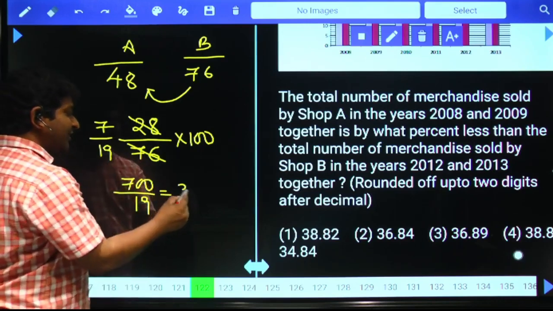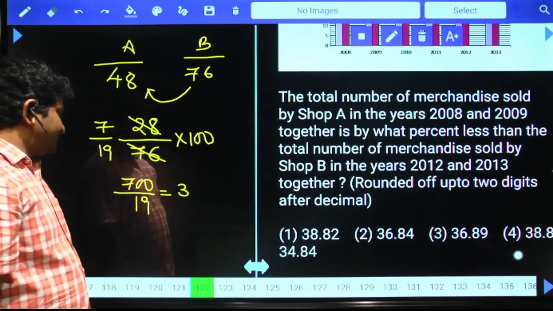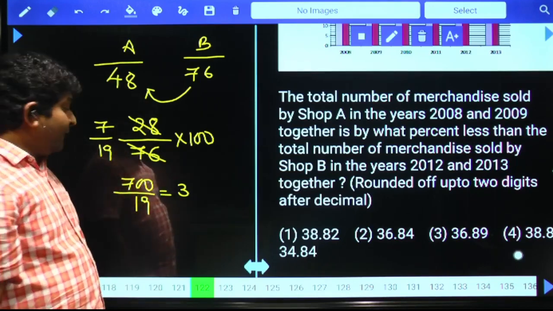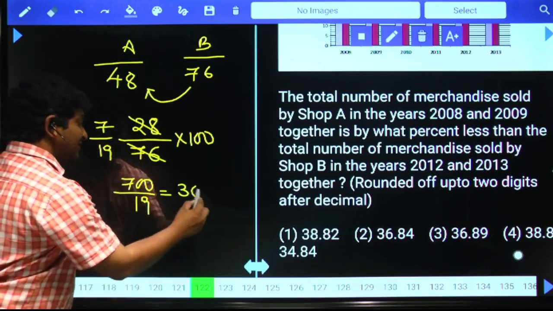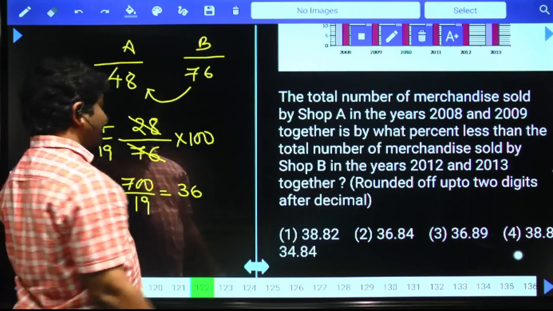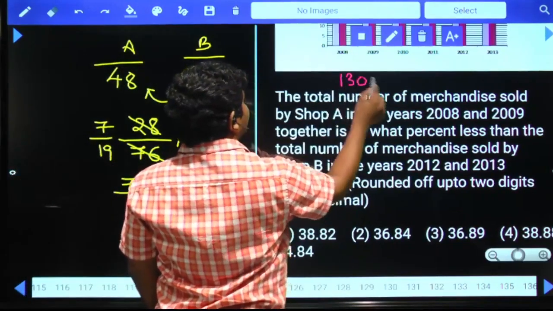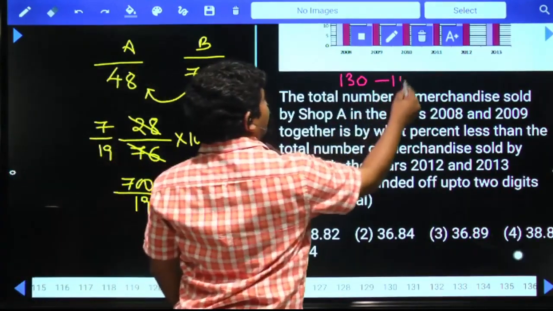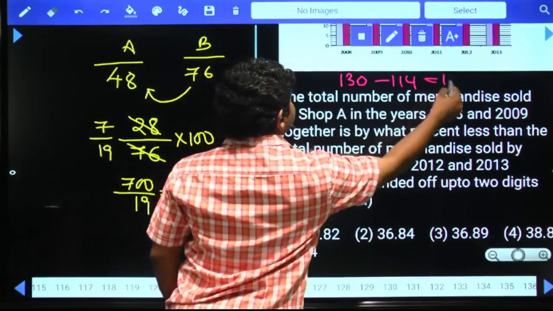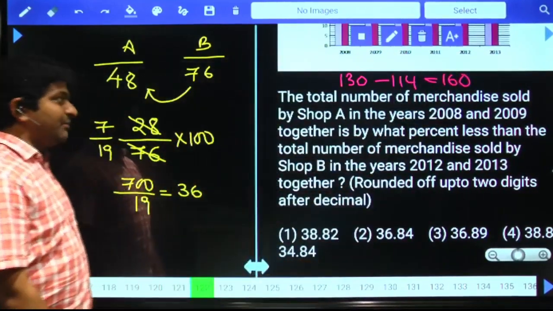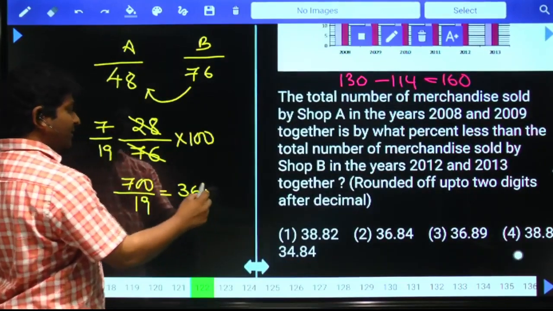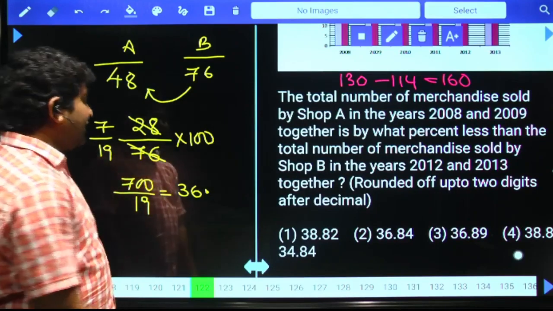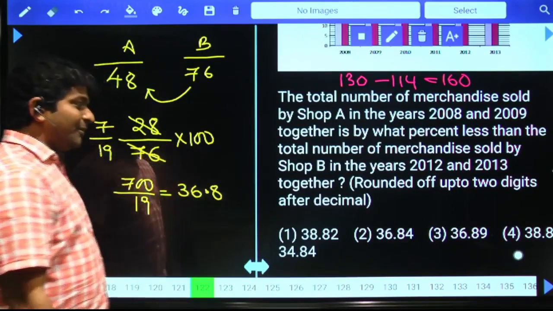20, how many times? 3 times, which is equal to 57. 13 and then 0. 130 we have, 130 in the sense 6 times. 19 6 times. We have left with 130. 19 6 times is equal to 114. If 114 is taken out, here you have 16, as you have decimal, it becomes 160. 36 point. If it is 160, 19 how many times? 8 times. 36.8. How many options are there?